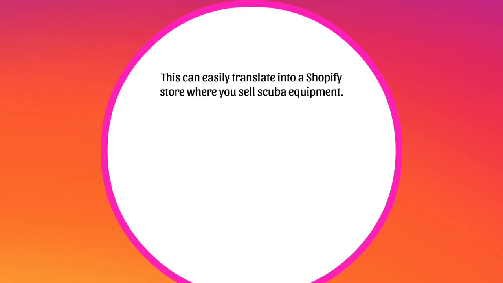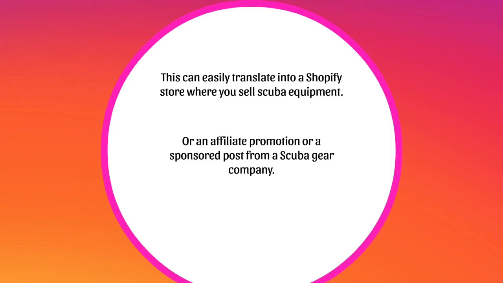You get to indirectly sell things, because at the end of the day, people are going to want what you have. They feel, okay, if I have the same tools or equipment that you have as a scuba diver, or as whatever you're trying to do, as a lifestyle or brand, they're more likely to buy it, right? So it can be a Shopify store, it can be an affiliate promotion, it can be a sponsor post from a scuba gear company, which we'll talk more about later down the road. But before you can do all of that, you need to have a brand. You need to have the ability to create a lifestyle, right?